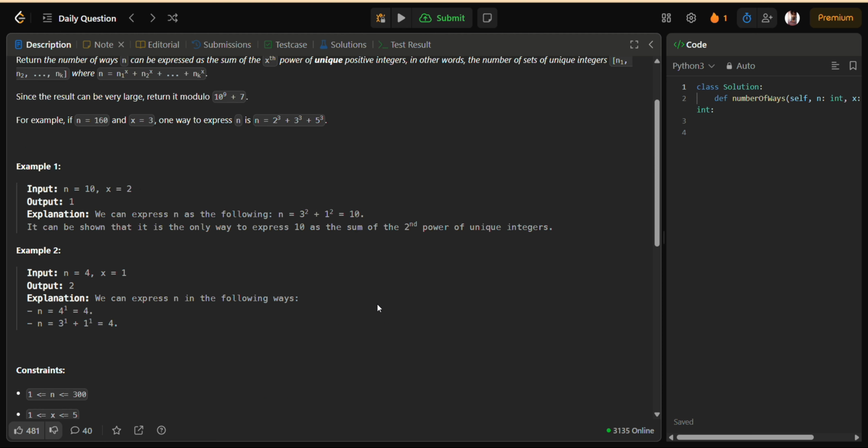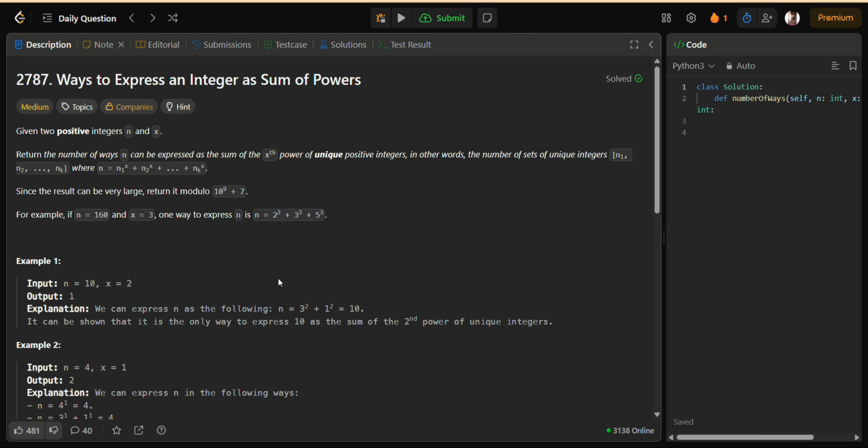If we try 4 power 2, which is equal to 16, it's already larger than 10, so it's not valid. Similarly, 2 power 2 is equal to 4 and 3 power 2 is equal to 9, and they can't combine in any other unique way to make exactly 10. So in this case, there's only one valid combination, 1, 3. This example is small, but for bigger n and x, the number of combinations can grow or shrink depending on the powers.